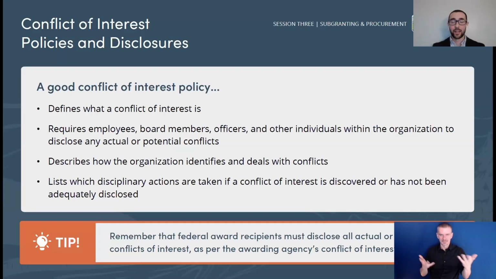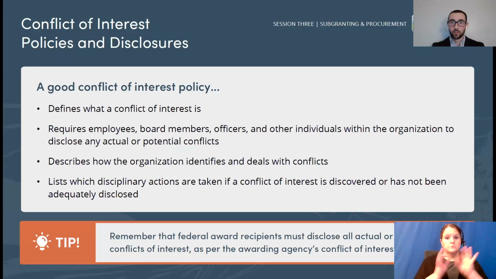And it's important to remember that federal award recipients need to disclose all actual or potential conflicts of interest, and that process needs to align with the federal awarding agency's conflict of interest policies. And so you need to disclose any actual or potential ones, and that needs to be done in a way that aligns with the federal awarding agency. So that's all we're going to talk about for conflicts of interest.